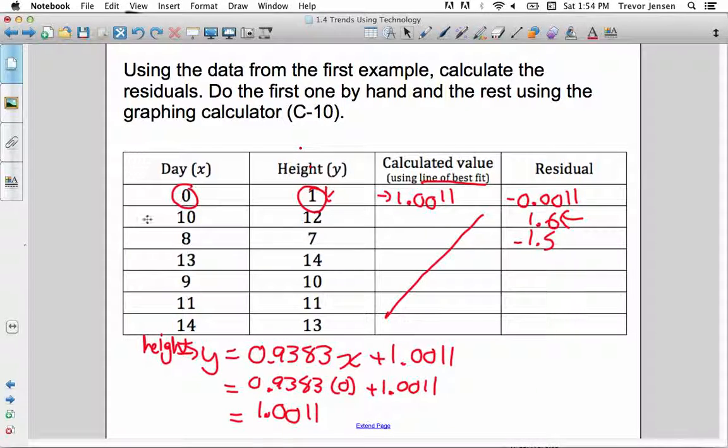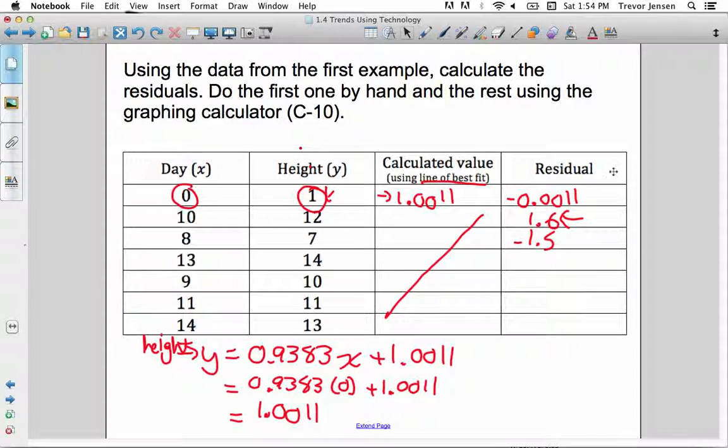Well, it means, okay, so on day 10, the actual height was 12, okay? But the residual value of 1.6 means our data point is actually 1.6 units higher than our line of best fit, okay? So the data point, or the height of the bean plant on day 10, is actually 1.6 centimeters higher than what we would expect based on our line of best fit.